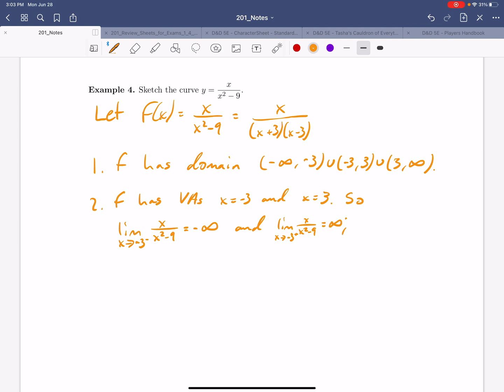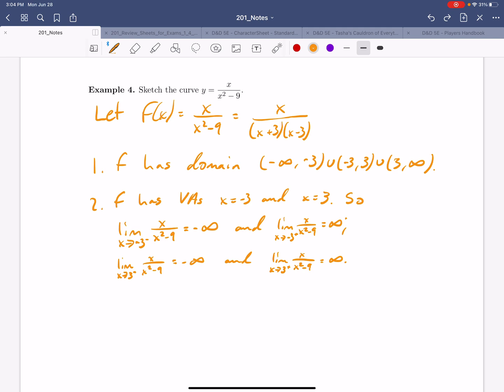Let's just do this again, right? Limit as x approaches positive 3 from the left. Remember, in this case, we have a positive over a negative. So that is also negative, right? And sure enough, we do it this way. We have a positive over a positive, okay? We didn't need to do this limit stuff right here to know where the vertical asymptotes were, but we still need to do it.